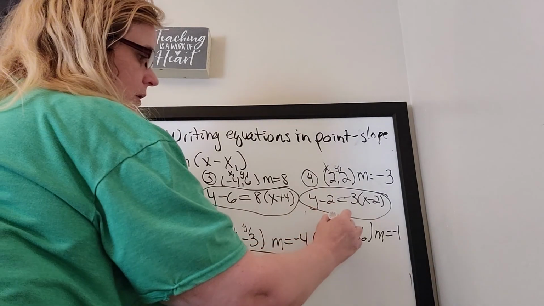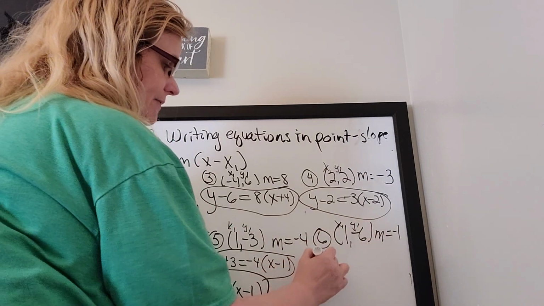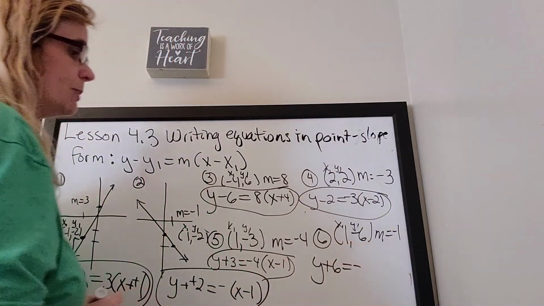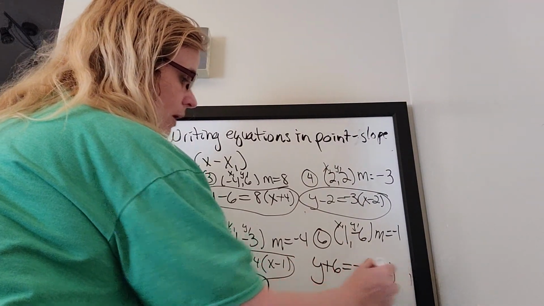Here, this is x1, y1. This is our m, so y minus -6 will be y plus 6 equals m is -1, or we can just put a negative, times x minus 1.